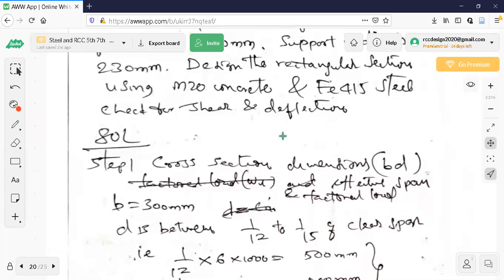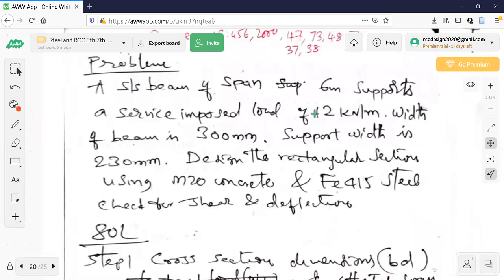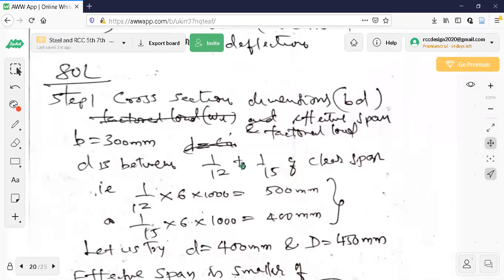So your job is to design. They have given the grades of the material. They have given the span, and they say it is a simply supported beam, which means the boundary condition is given, the span is given, the service load is given, whatever load is going to act on the beam. Now let us see step number 1. Step 1 is cross section dimensions B and D we have to finalize.